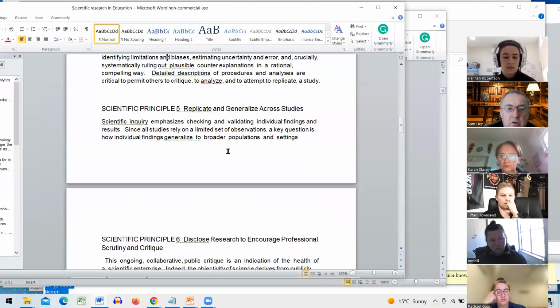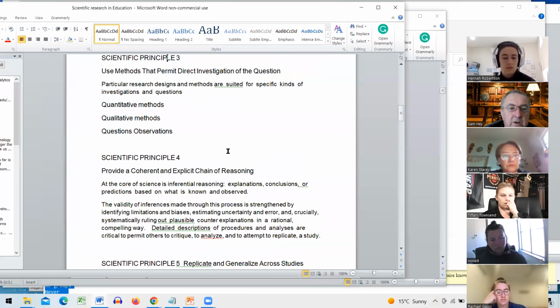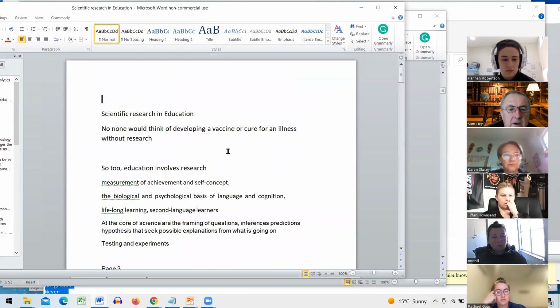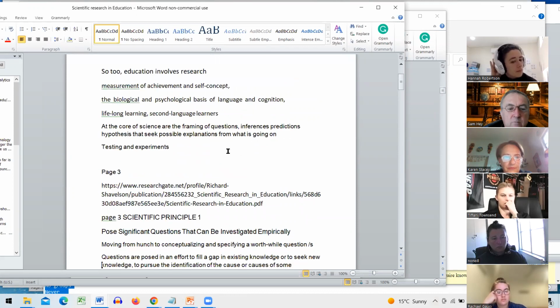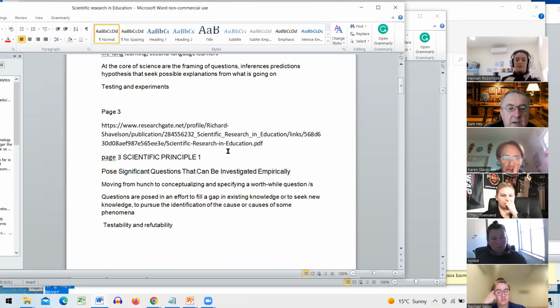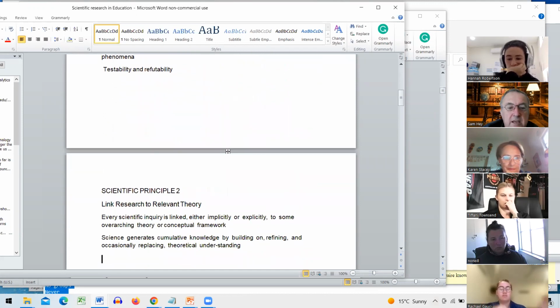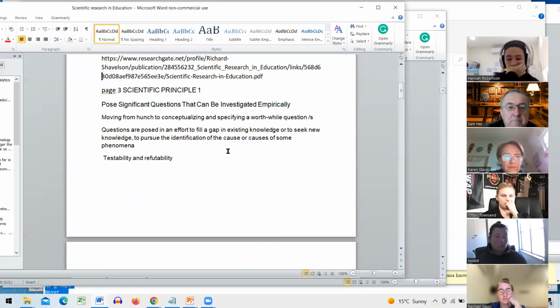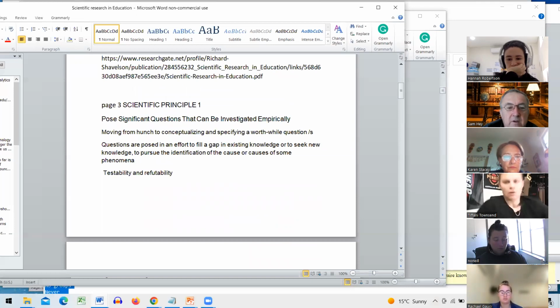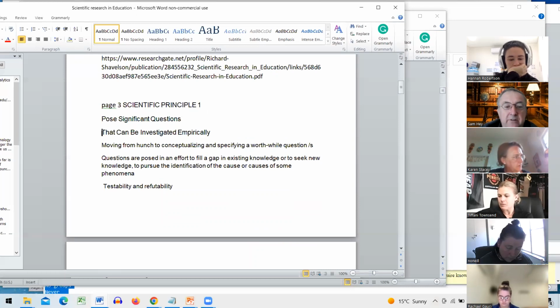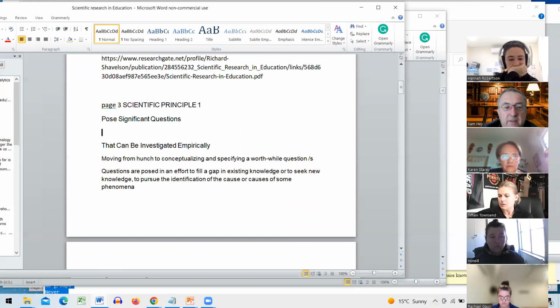Let me just go through the application of the scientific methods to education. There was a good article that I read here on scientific research in education, which talks about some of the steps that we can take in education. So the first step is, if you're going to be a good teacher, observe. So firstly, actually before observing, we need to pose significant questions.